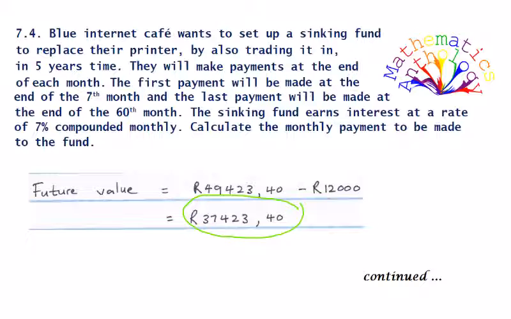Now, before we move on, we just need to calculate the number of payments that we will make into the sinking fund. We make the first payment at the end of the 7th month and the last payment at the end of the 60th month. So the number of payments then will be 60 minus 7 plus 1, which will give us 53 plus 1, which is 54 payments to be made into this fund.